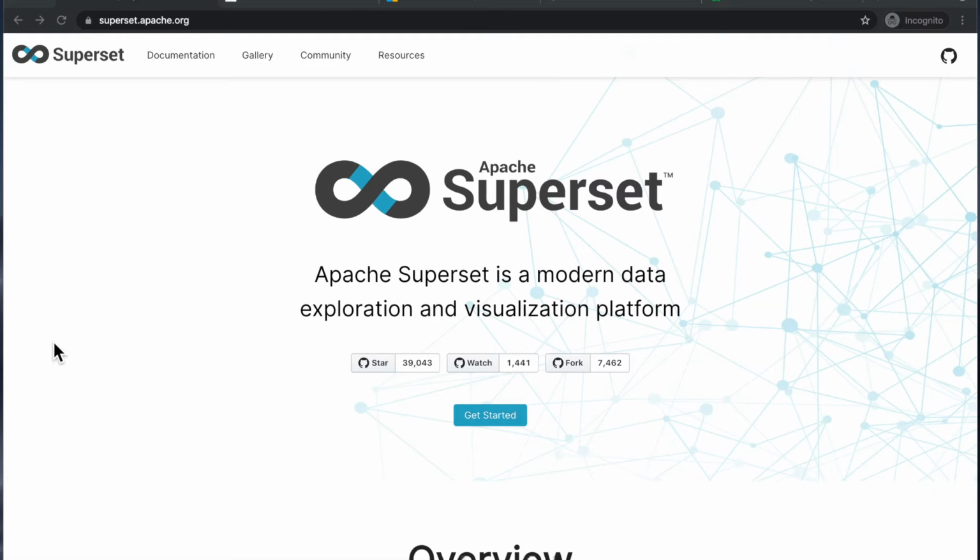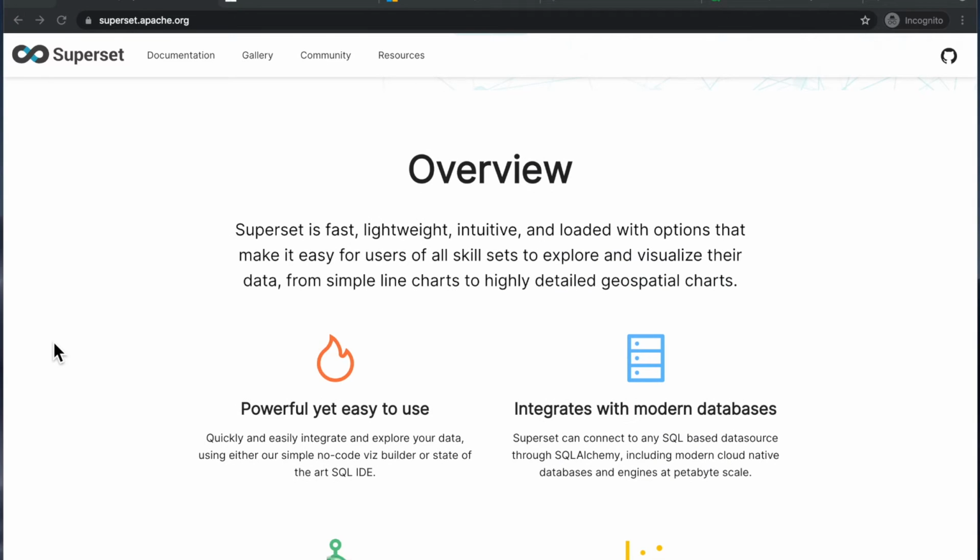BI coming from business intelligence. From my perspective, how it differs from many of the other competitors is that, again, it's open source. So you can set it up on your own server, your own machine, and start using it for free.